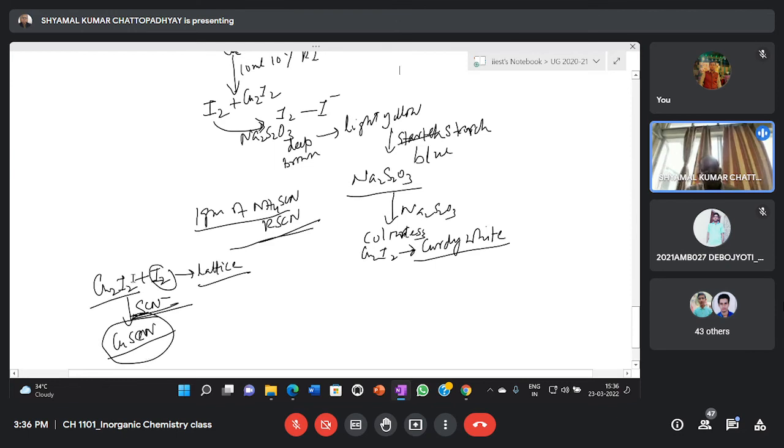So when you react insoluble cuprous iodide with a potassium thiocyanate or ammonium thiocyanate solution, the cuprous iodide lattice breaks and the cuprous thiocyanate precipitate forms. When you break the cuprous iodide lattice, the trapped iodine comes back into the solution and is available for titration.